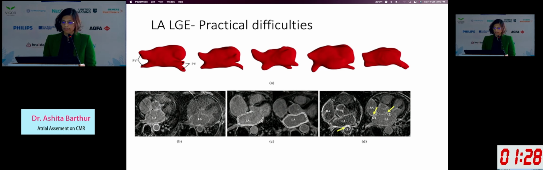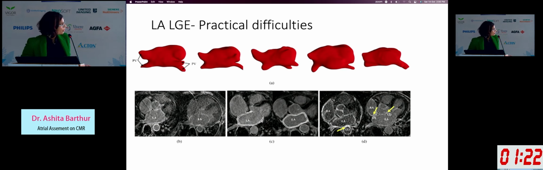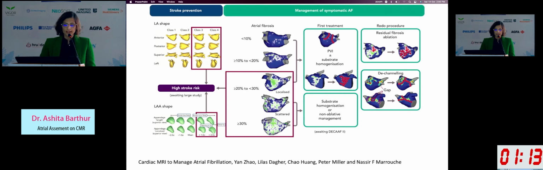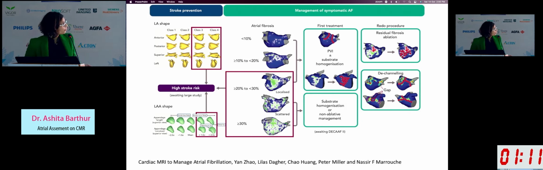Now let's dive into LGE. LGE is basically, you do high resolution atrial sequences, contour the atrial wall. You can see how difficult it's going to be to contour the atrial walls, and then calculate the amount of fibrosis. The difficulty in this is that it's not easy, and you need a software, post-processing software. This is the Utah classification, with the least being less than 10% and the most being more than 30%.